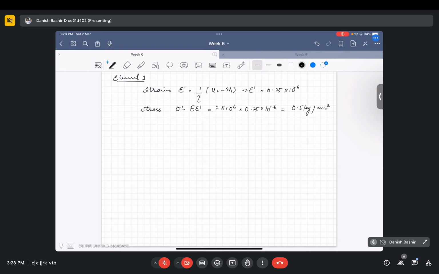For element 2, you can compute the quantities in a similar way. Strain for element 2 will be equal to 1 by L times (U3 minus U2). Okay.